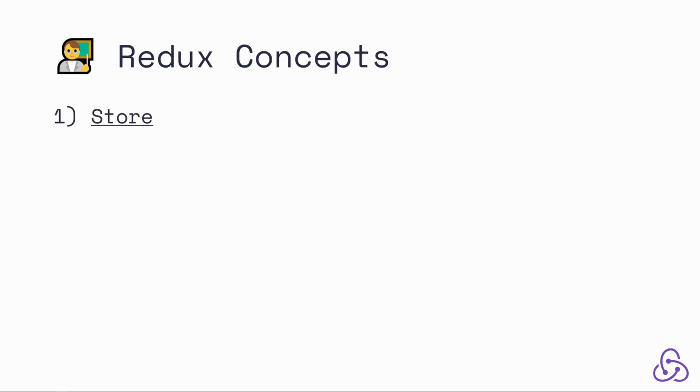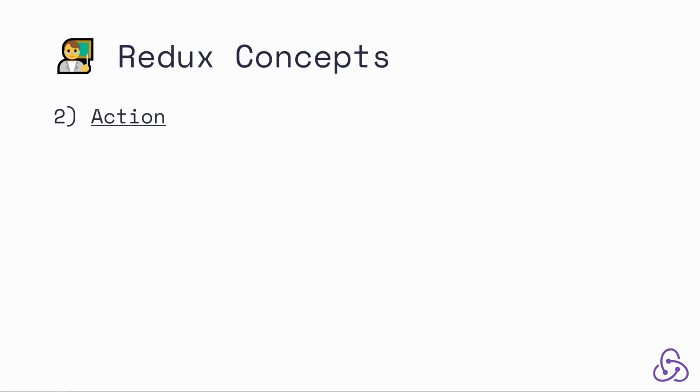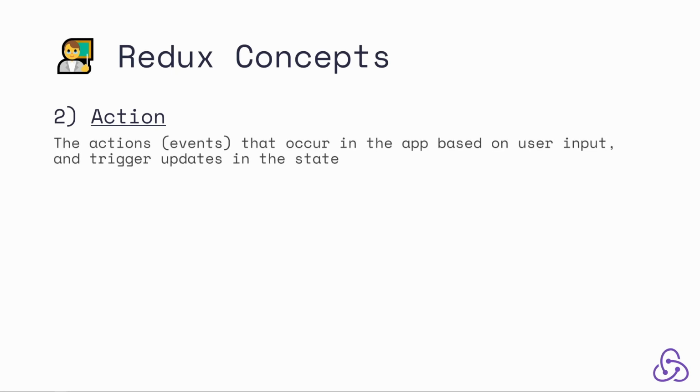Now let's talk about some Redux concepts that we'll see again and again. First is the store. Redux application state lives in an object called the store. Next is an action. An action is an event that occurs in the app to trigger updates in the state. Typically, it occurs based on user input. You can think of an action as an event that describes something that happened in the application.